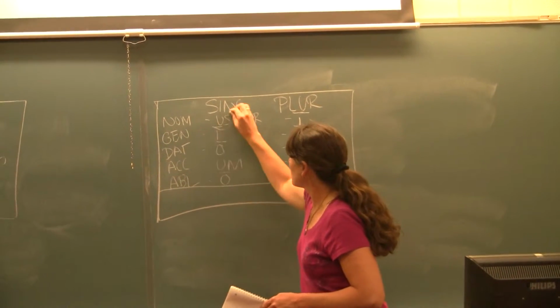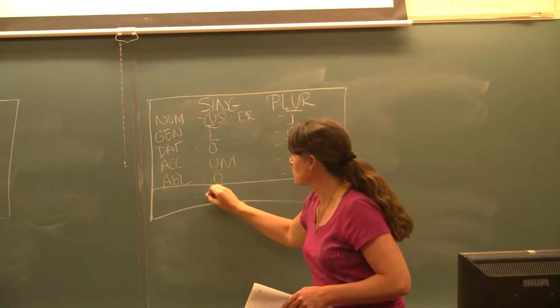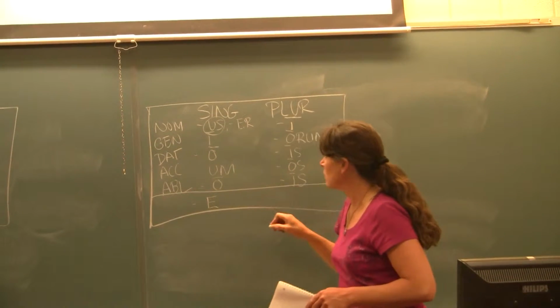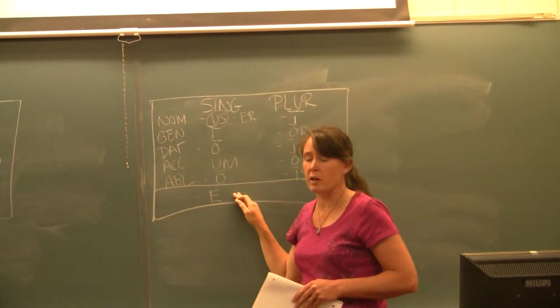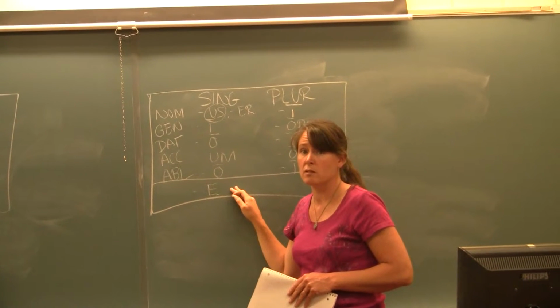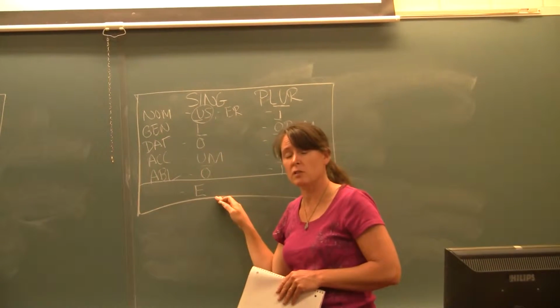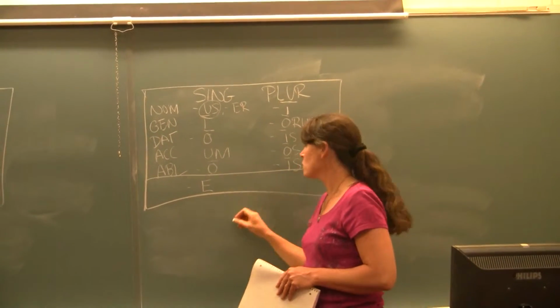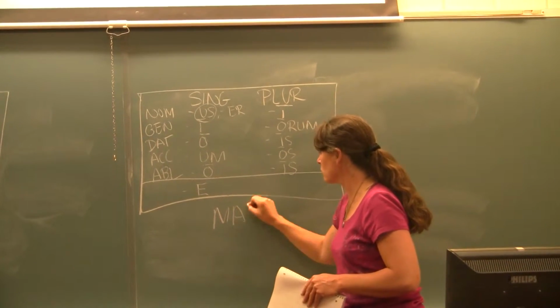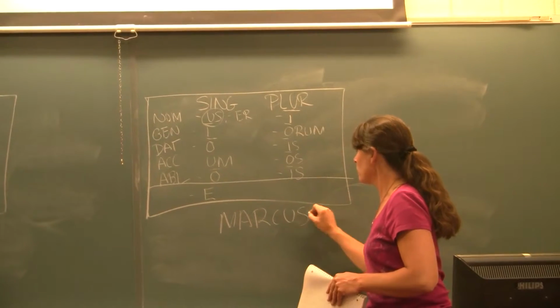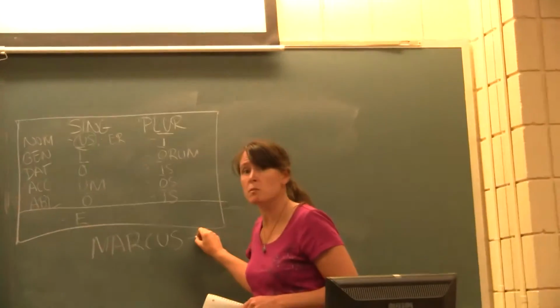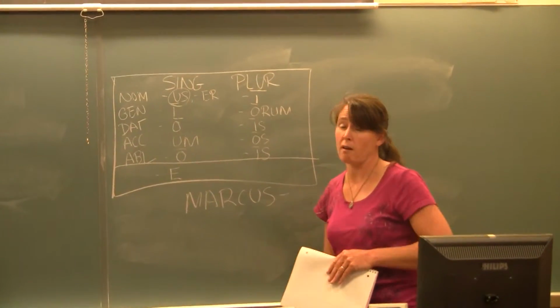So the nominative ending us becomes e in the vocative singular for nouns that end in us. Okay. So if you've got a noun that ends in us, its vocative singular form is going to be e. So for example, the name Marcus, in the vocative, if you were talking to Marcus himself, you'd say Marce.